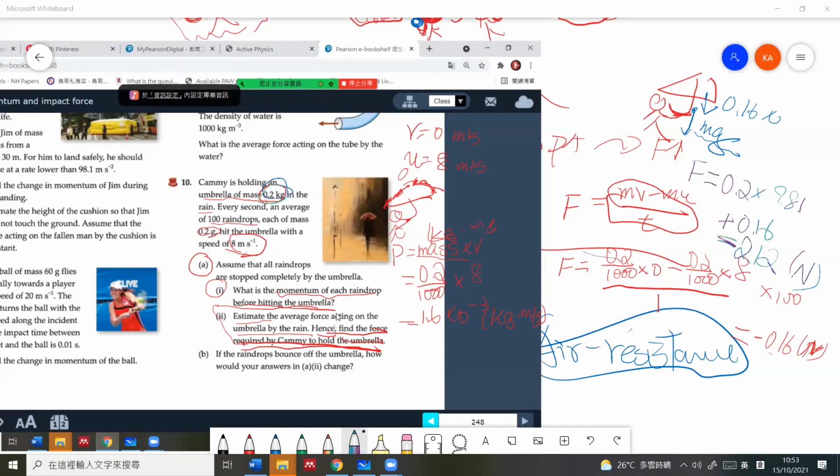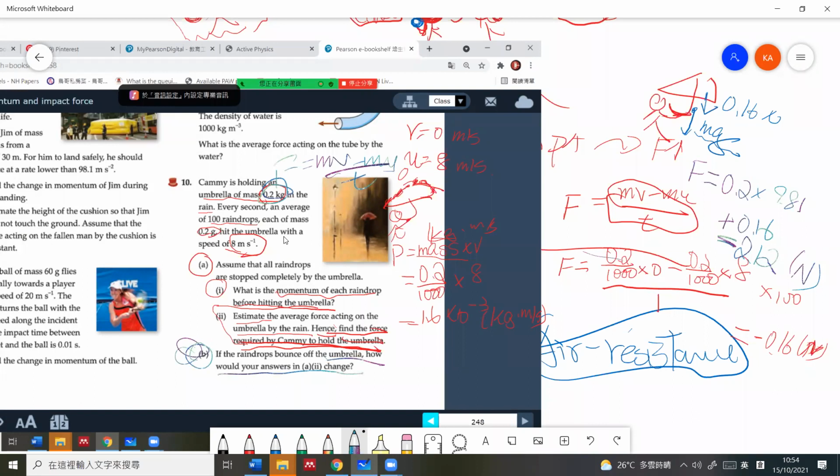I think you may not quite understand the concept clearly, but when you see the questions, it's easy to solve because the only equation you learned is F equals mv minus mu over t. Just put all the numbers into the equation and you can find the answer. For B, if the ring bounces off the umbrella, how would your answers in A2 change?